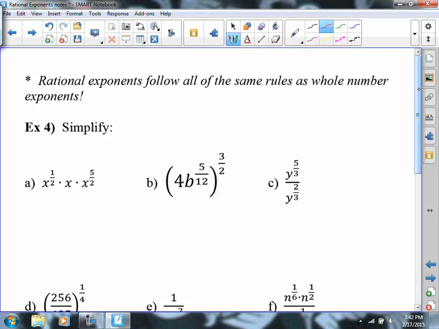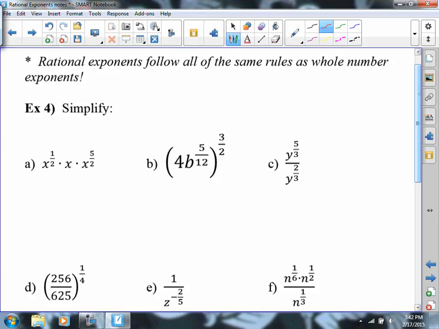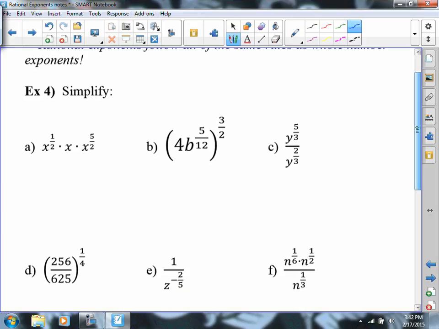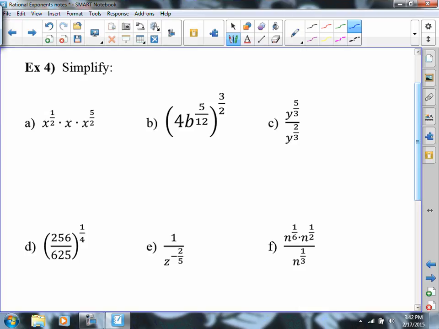Okay, example 4 now. This is where we're going to talk about some of the rules for exponents that we've talked about in the past in the previous chapter, in chapter 9. They still apply to this stuff with fractional exponents. Okay? So in example 4 here, for part A, we have x to the 1/2 times x to the first times x to the 5/2. So remember, if there's not an exponent there, it's to the 1 power. And when you're multiplying the bases, the rule is that you add the exponents.